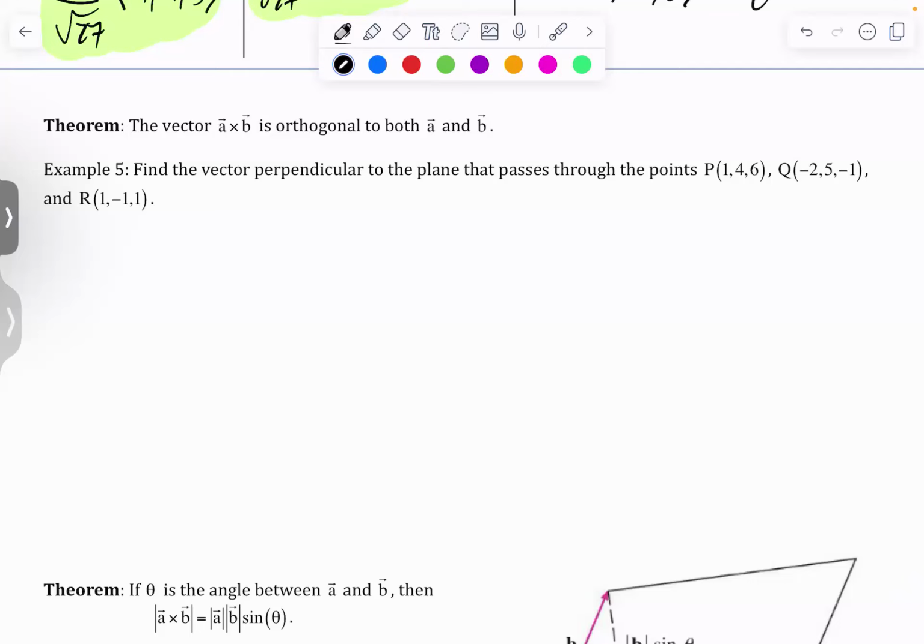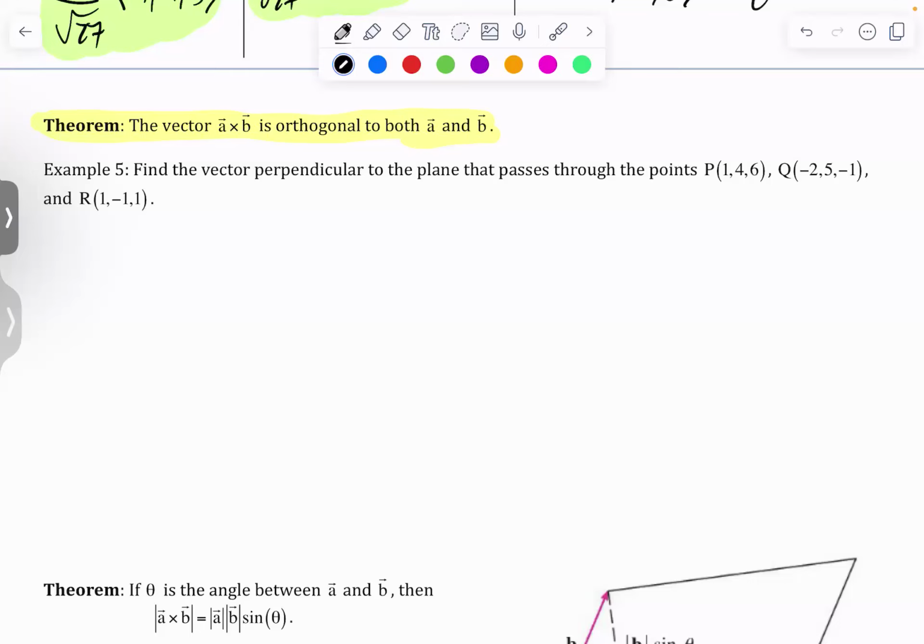So we have a new theorem. The vector A cross B is orthogonal to both A and B. I've already mentioned this theorem. In fact, we've already used this theorem. I think this theorem needs to be moved up a little bit. All right. So first off, example 5: find a vector perpendicular to the plane that passes through the points P, Q, and R.